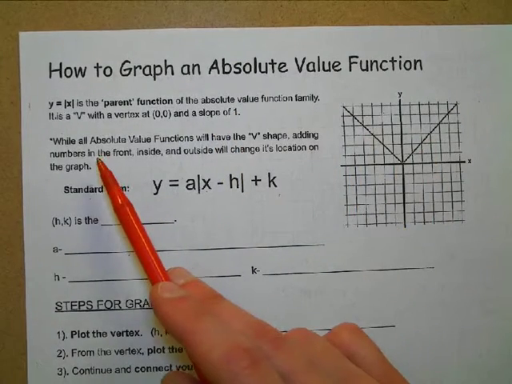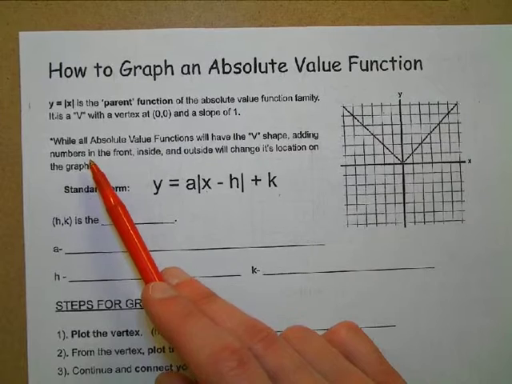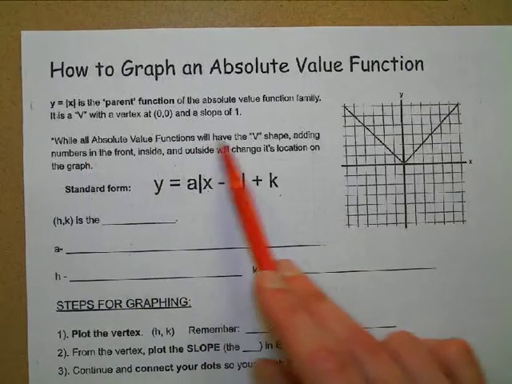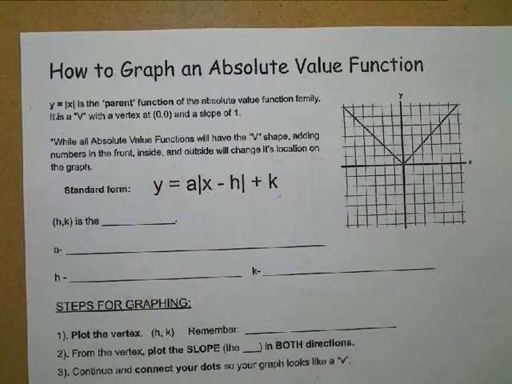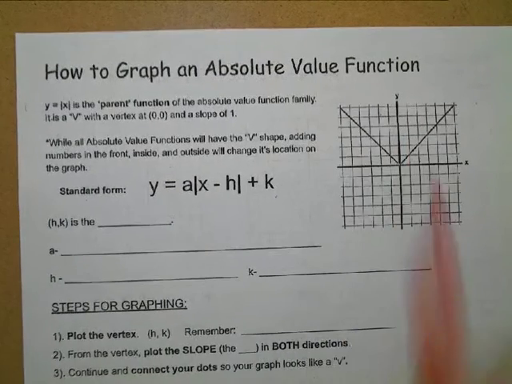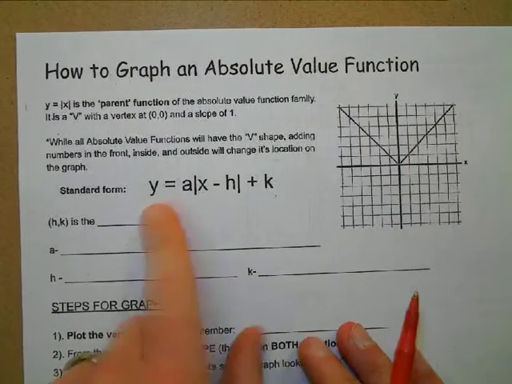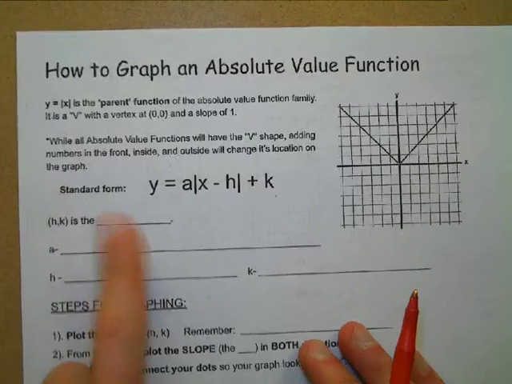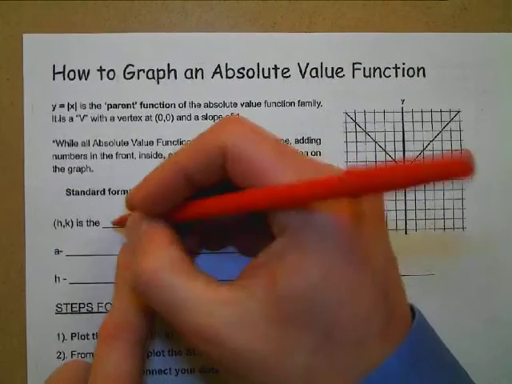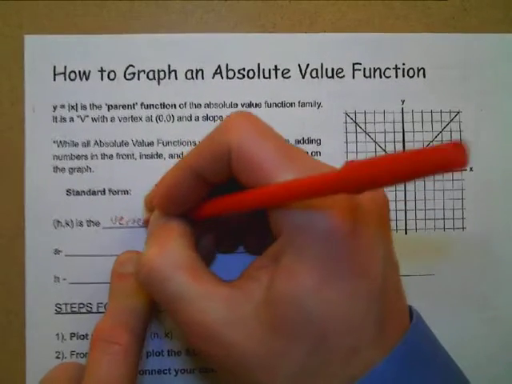Now, while all absolute value functions will have the V shape, adding numbers in the front, inside, and outside will change its location on the graph. It will transform it. And we talked about this already: h, k is the what? The vertex. Okay. A.